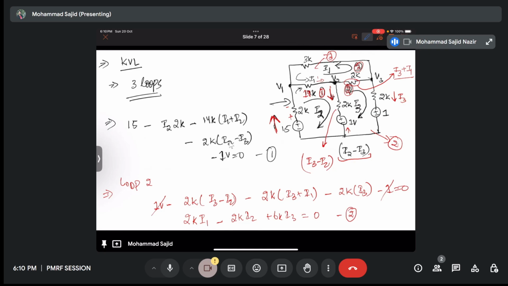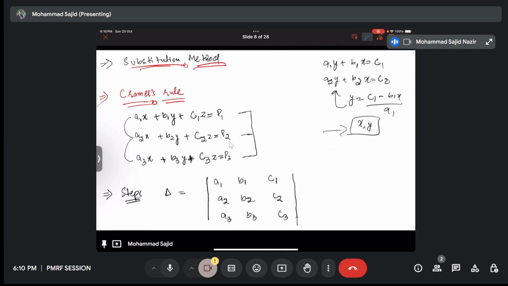Similarly, if I use KVL, then I need to have loop currents, like here it is I1, I2 and I3. Following the 3 loops, I will get 3 equations, like here it's equation number 1, equation number 2. Similarly, you can write equation number 3 as well by using the third rule. So now the substitution method for three equations will be cumbersome.